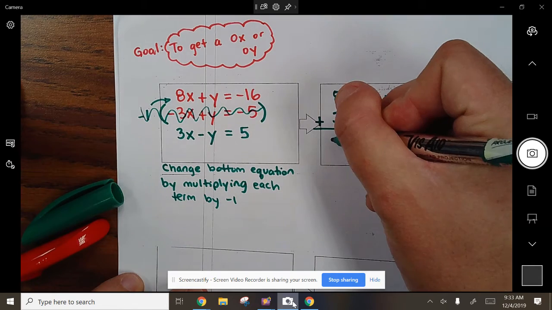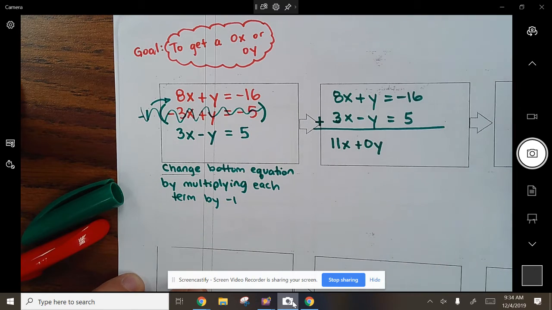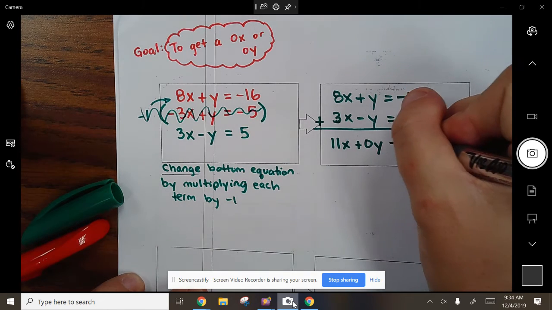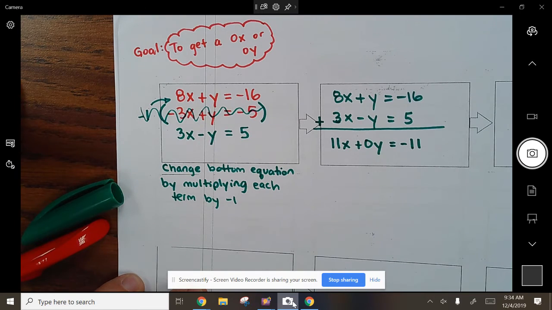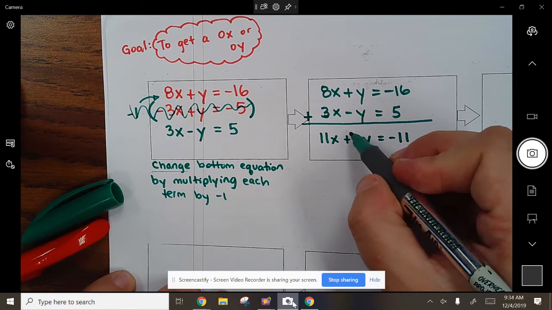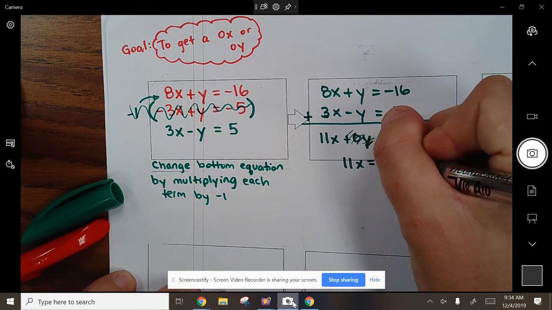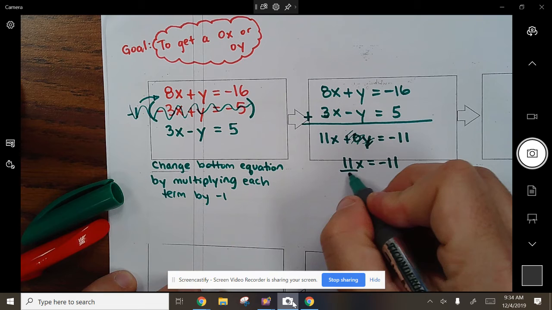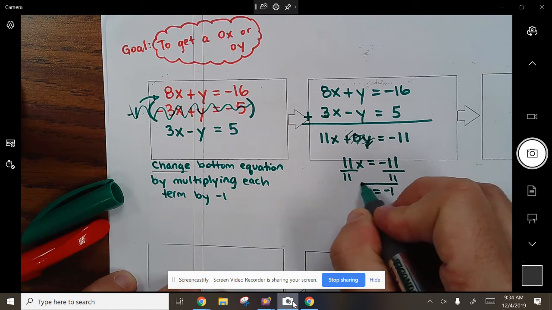Now once you've done that, you're going to get 11x. You're going to get plus 0y, even though it's absence of value here. And then negative 16 and 5 is going to be negative 11. You guys know that once you have a 0y, it's canceled out. I have 11x equals negative 11. Divide by 11. X equals negative 1.